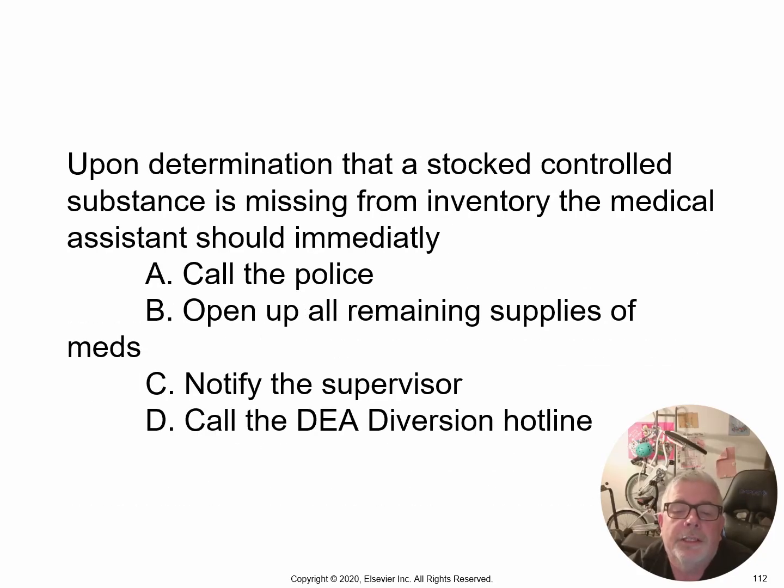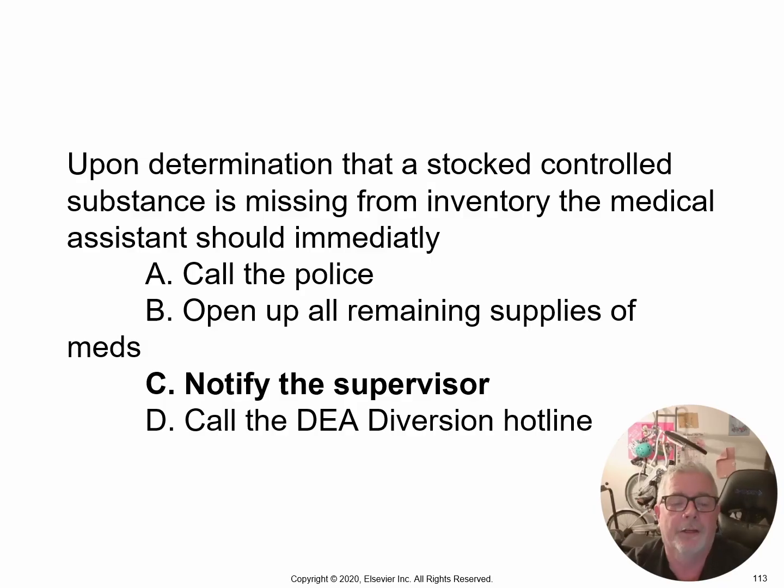Upon determination that a controlled substance is missing from inventory, the medical assistant should immediately notify the supervisor. Don't take it upon yourself to call the police just yet. Open up all remaining supplies of meds. That'll get you behind bars. And again, don't take it upon yourself to call the DEA diversion hotline. Talk to your supervisor. Document the interactions. Document the conversations. And then go from there. It could be just a simple administrative error.